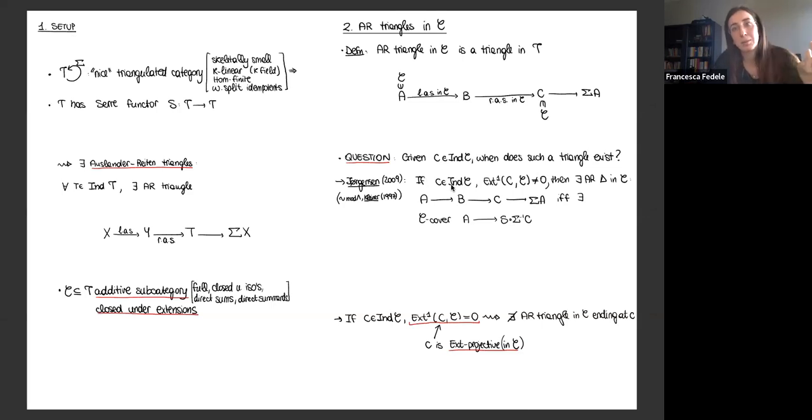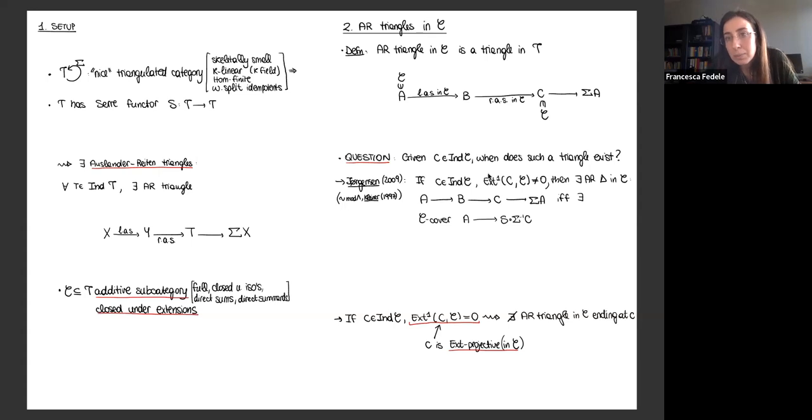So if you have an indecomposable C in the subcategory with this non-vanishing property of Ext, then there is an Auslander-Reiten triangle in the subcategory C, ending at C, if and only if there exists a cover of this object composed with sigma inverse of C. And so if you know you have covers for some reason, then you would always be able to build an Auslander-Reiten triangle in your subcategory as long as you have this non-vanishing condition.